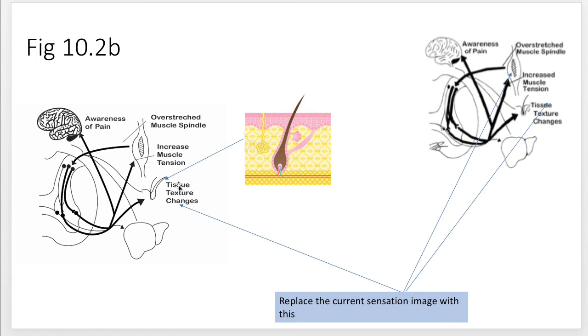The same thing here. Just draw this image and move this tissue texture chain to the right, and then just put the image right there, okay?